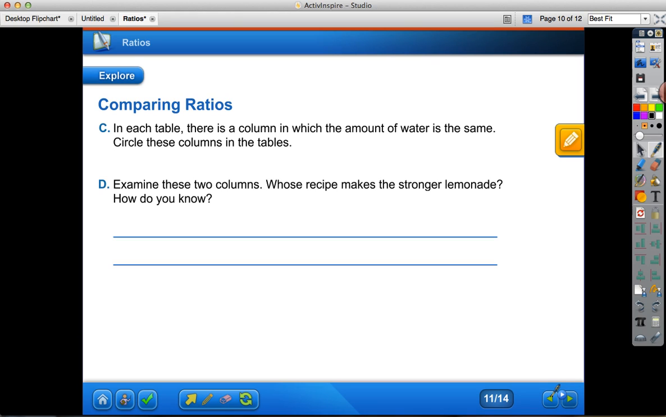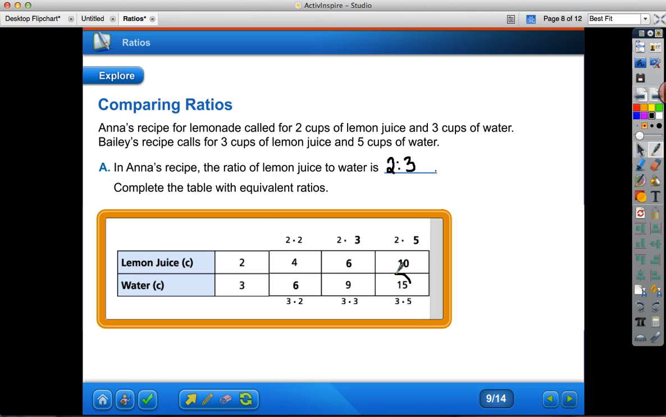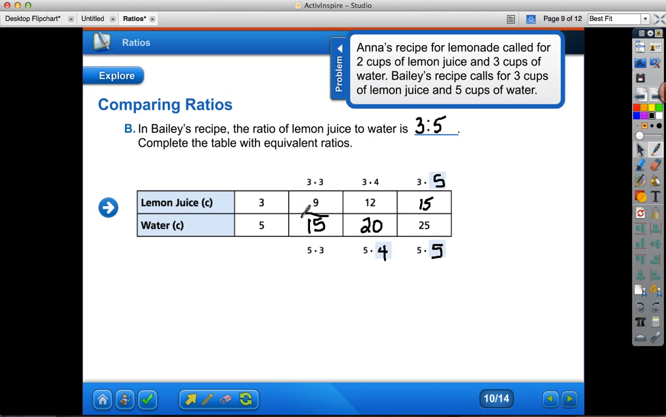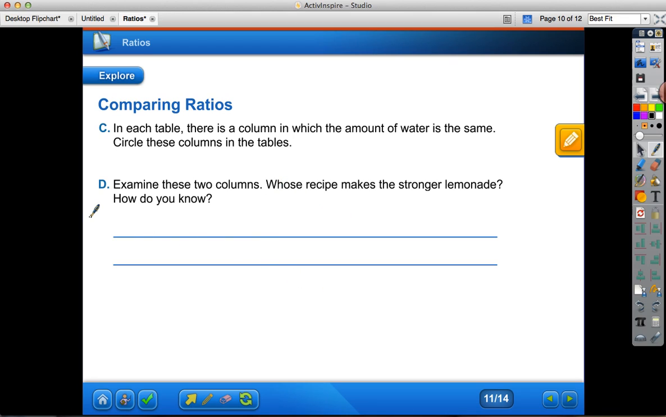Okay, so in each table, and actually we can try and make this a little easier to see, in each table, there's a spot where the amount of water is the same, right? So you see here, we have 15 cups of water, and in Bailey's, we have one where we have 15 cups of water. Looking at those ratios, we want to see what we can find out by comparing those. So I know that in Anna's, she had 10 cups of lemon juice to 15 cups of water, and in Bailey's, there was 9 cups of lemon juice to 15 cups of water.